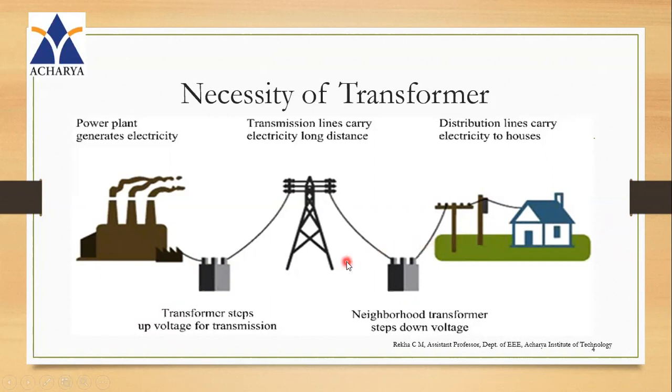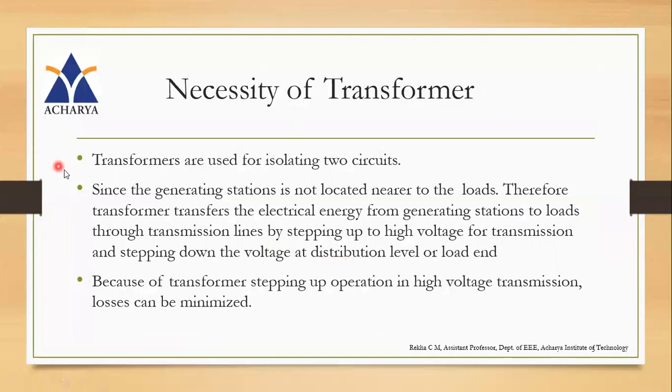So let us now list the necessities. The first is that transformers are used for isolating two circuits. Suppose two circuits are operating at different voltage levels; it is also used for isolation with the transformation ratio equal. That is, if the number of turns in the primary and the number of turns in the secondary are equal, then it can be used as an isolating transformer.